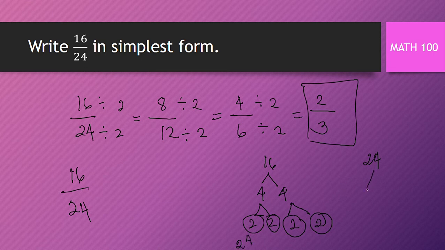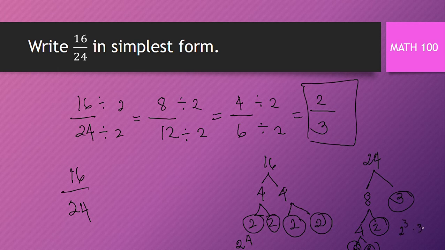Now for the 24, we have that as 8 times 3. And then 3 is prime and 8 is not, so we have to break that up. We have 4 and 2. 2 is prime, 4 is not, so we have another 2 and then another 2. Okay, so writing that into a prime basis, you have 2 cubed times 3.